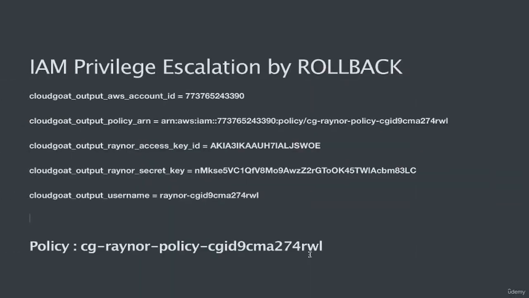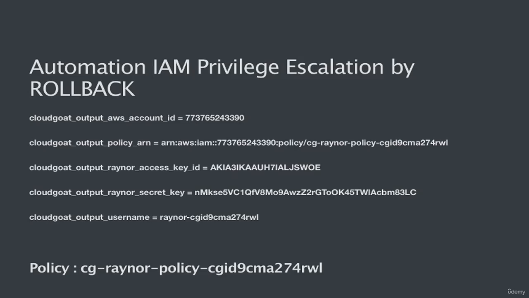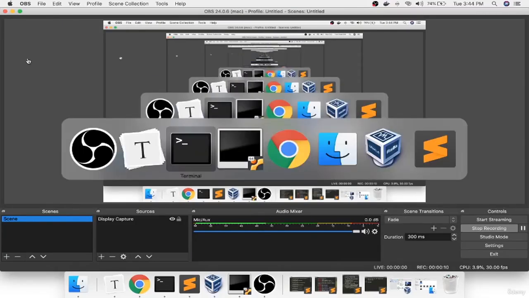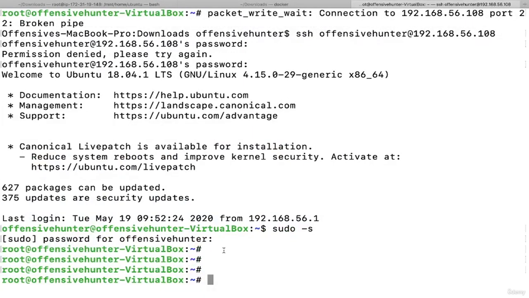Hello friends, welcome back. So now I'm going to talk about automation. We have seen the manual method of doing IAM privilege escalation by rollback. Now we'll see automation. In the last video it was too long, so I just cut it off.